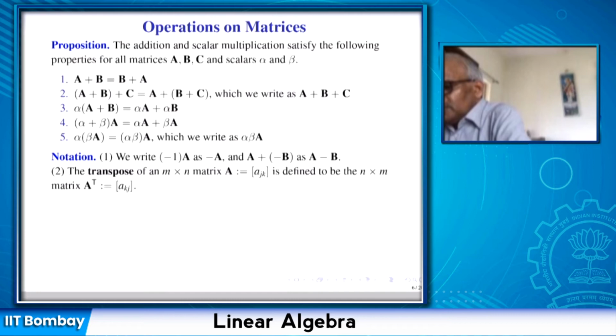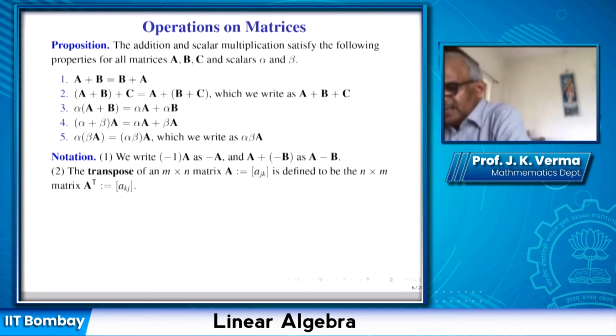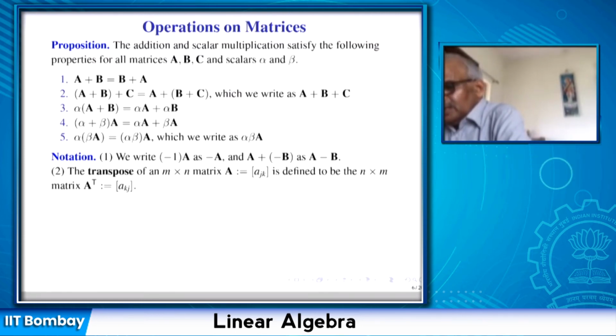Transpose of a matrix is a very important operation. We take an M by N matrix, where the general entry is AJK. Its transpose is an N by M matrix, and we write it as A transpose as a superscript, and the general entry is AKJ. If I have an M by N matrix, there are M rows and N columns, but its transpose will have N rows and M columns, and the first row of A becomes the first column of A transpose.